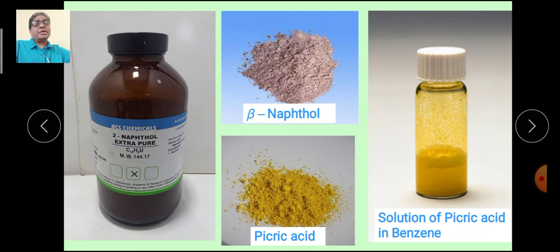Okay. Here the first one is beta naphthol. This is the solid beta naphthol. We have prepared the saturated solution of beta naphthol in benzene in one test tube, and we have added the solution of picric acid in benzene. We have mixed this picric acid solution with the saturated solution of phenol in benzene, and after shaking well, we have poured the contents on watch glass. The picrate separates out. Okay.